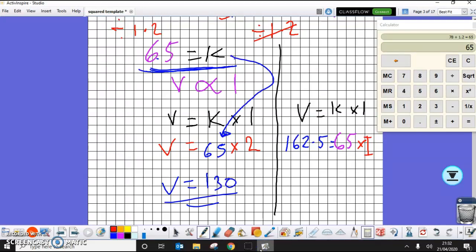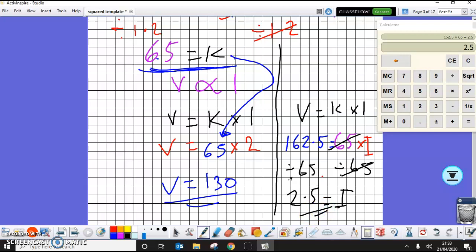65 times I, or I times 65, can be written either way round. So to get rid of the 65 and leave the I on its own, I want to divide by 65 each side. So again, I'm just doing the reverse. 65 divided by 65 just leaves me my I. 162.5 divided by 65 leaves me 2.5.